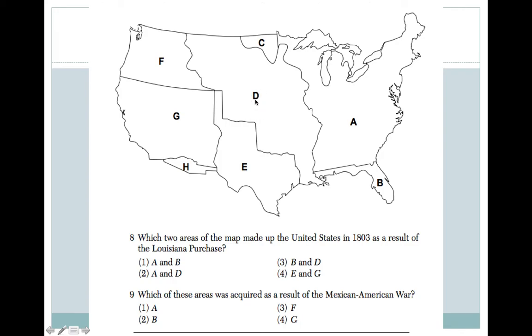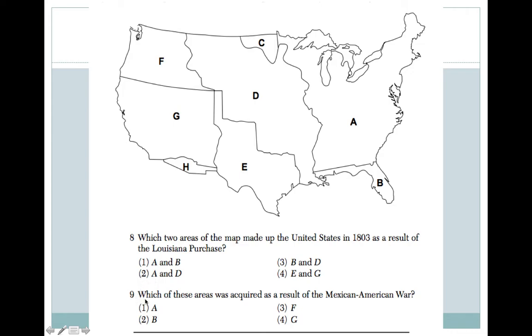So if we know D is part of the Louisiana Purchase, we know the answer has to be between 2 and 3, right? So it says B or A. So B, Florida, or A? Nope, because now the whole U.S. will be comprised of A and D. So 2 is the best answer for number 8.